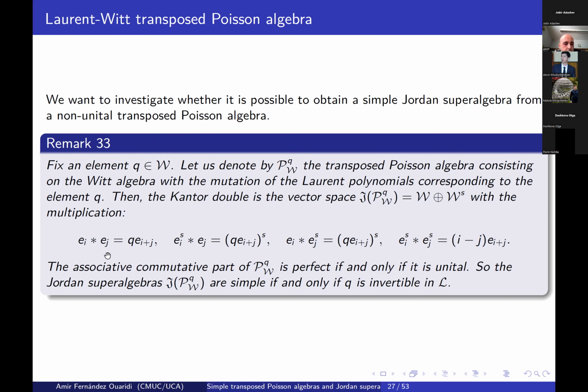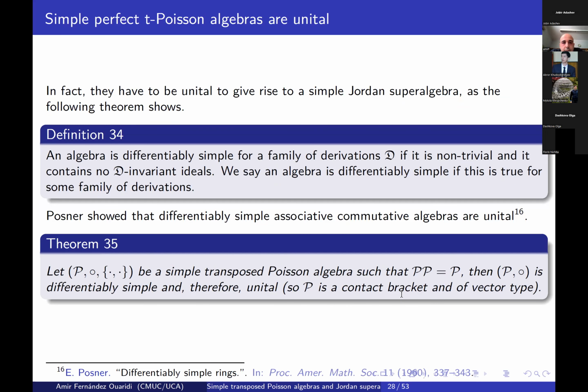What we can see from this algebra is that the associative commutative part of PQW is perfect if and only if it is unital. So this algebra, JPQW, is simple if and only if Q is invertible in L. In fact, what we can see is that they have to be unital to give rise to a simple Jordan superalgebra.